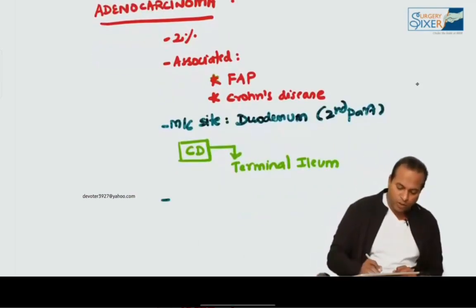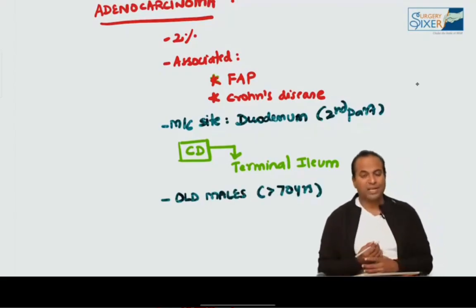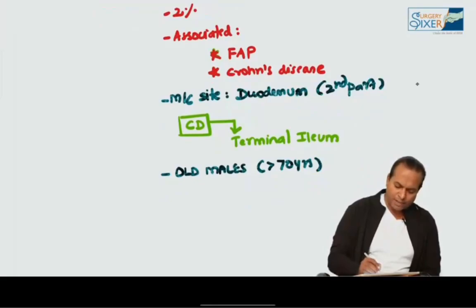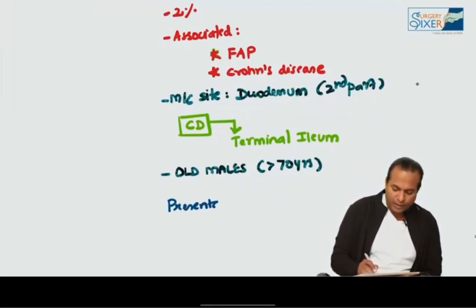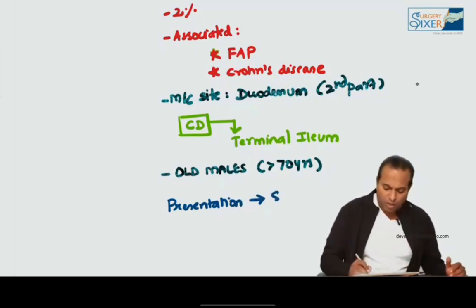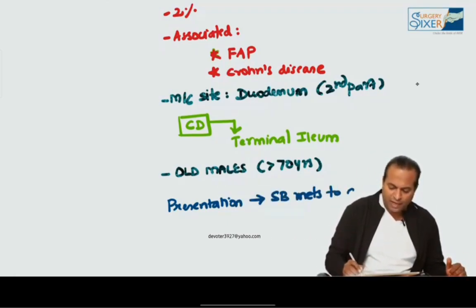And this type of adenocarcinoma is common in old males above the age of 70 years. Most common age group is above 70 years. Old males are common. And the point here you should remember is that when they come to you, they already have metastasis. At presentation time itself, small bowel mets are present at distant sites.